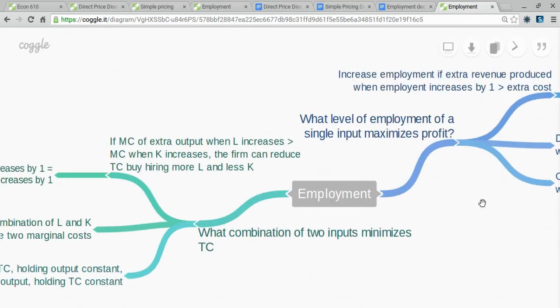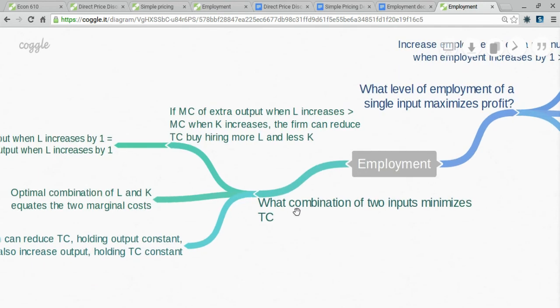The second question we examine is what combination of two inputs minimizes total cost. If the marginal cost of extra output when L, which we're going to use as one of the inputs, increases is greater than the marginal cost when the other input K increases, the firm can reduce total cost by employing more L and less K.